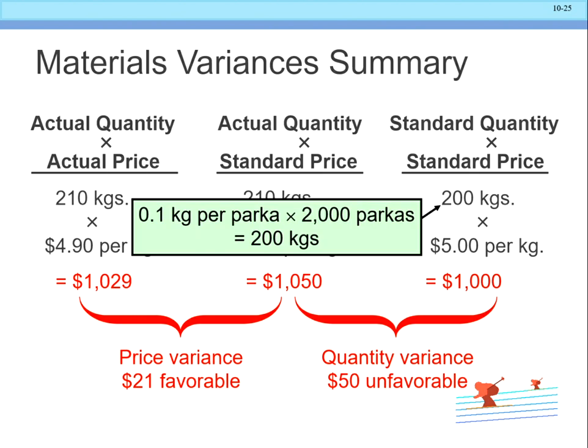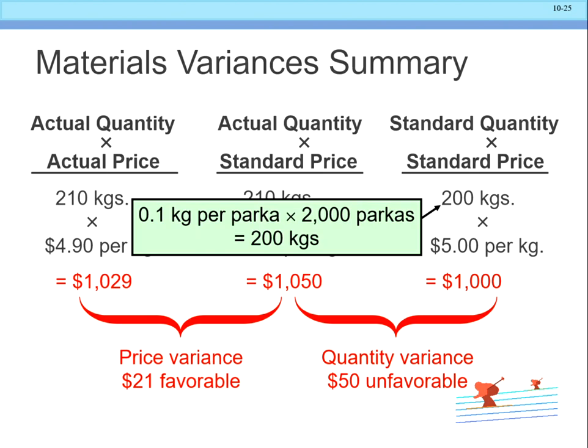According to our budget, we are to spend $5 per kg, and we should use 0.1 kgs per unit. So if we produce 2,000 units, we should use 200 kgs, but we ended up using 210. So there is a discrepancy against our plan. We thought we would spend 1,000, but we ended up spending 1,050 according to our plan.